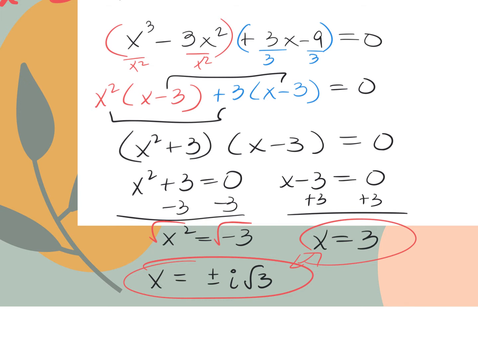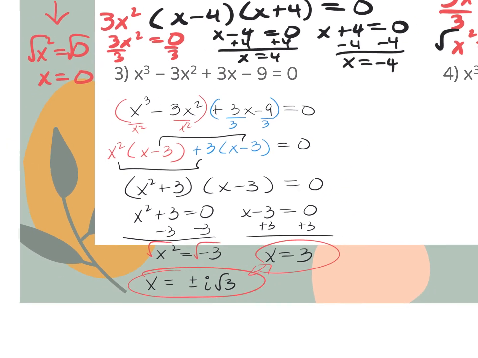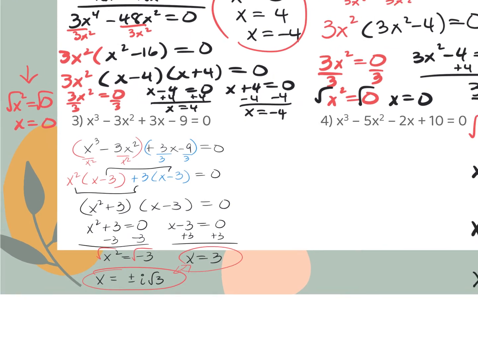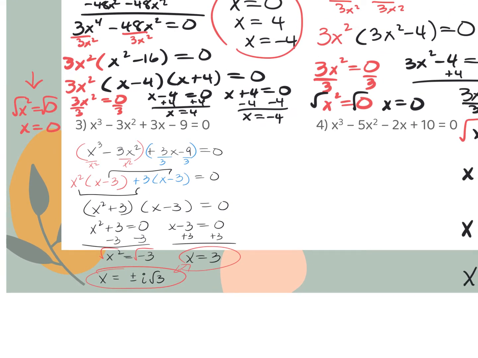The next one is also factor by grouping. This is all what we've already done in the prerequisite chapter. Nothing new yet. So I'm going to factor by grouping here. You rewrite my equation. X to the third minus 5x squared minus 2x plus 10 equals 0. I'm going to make a red group and a blue group.